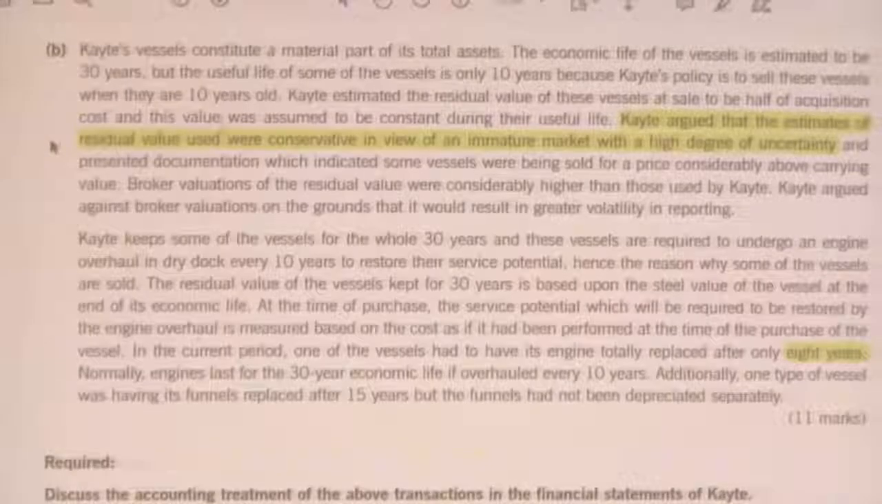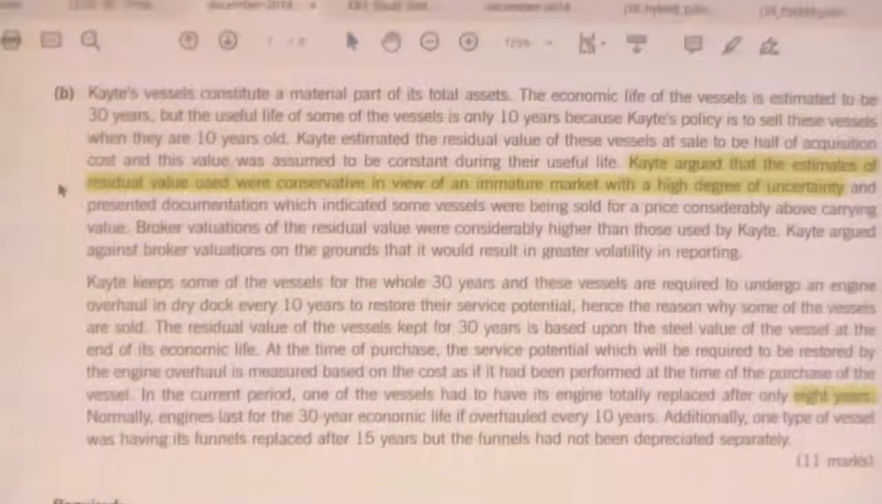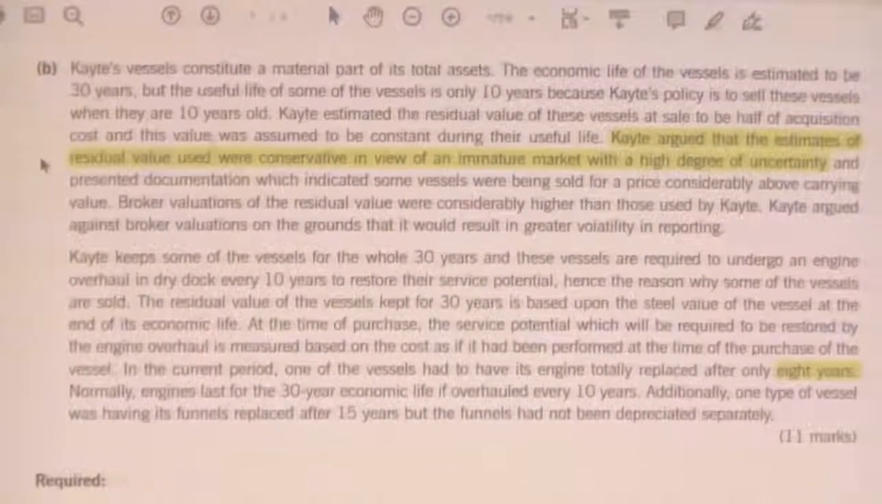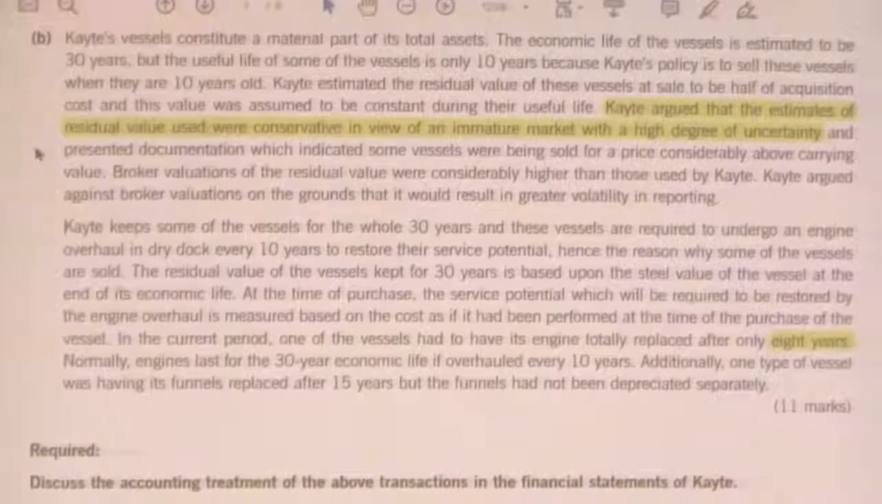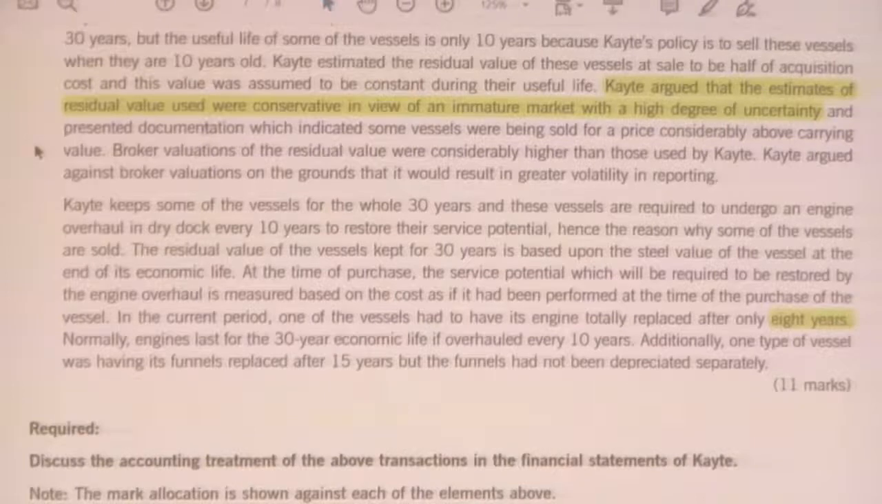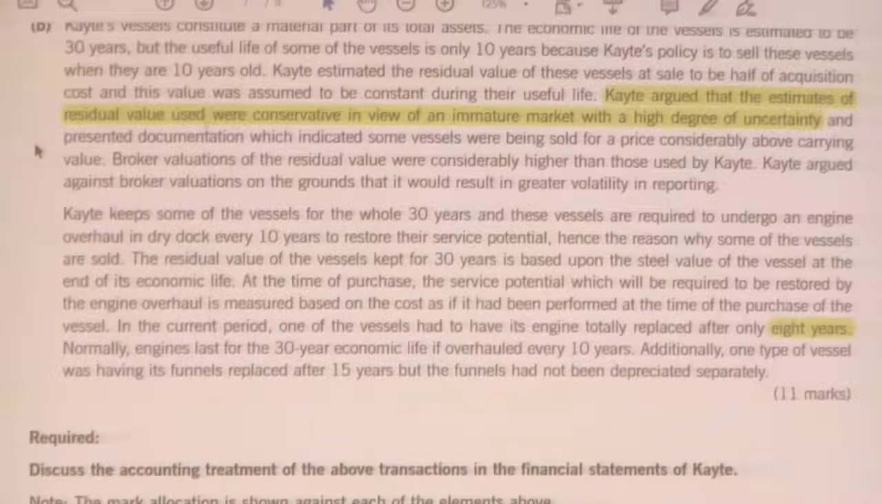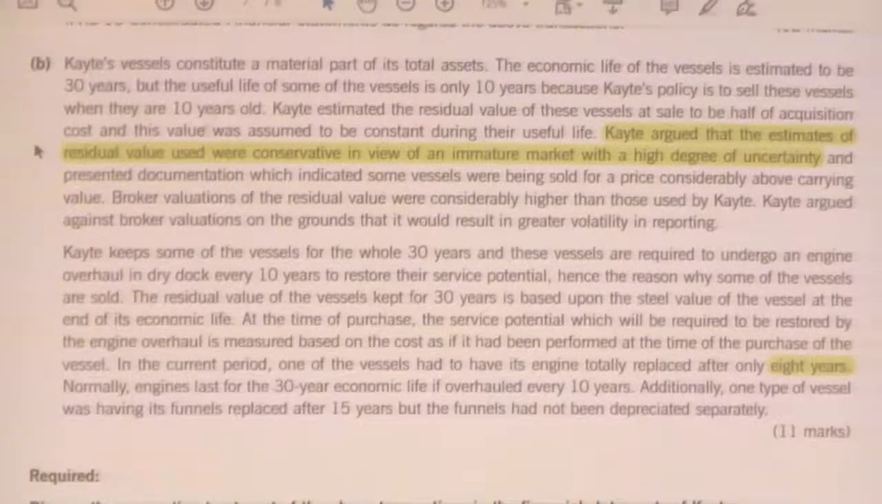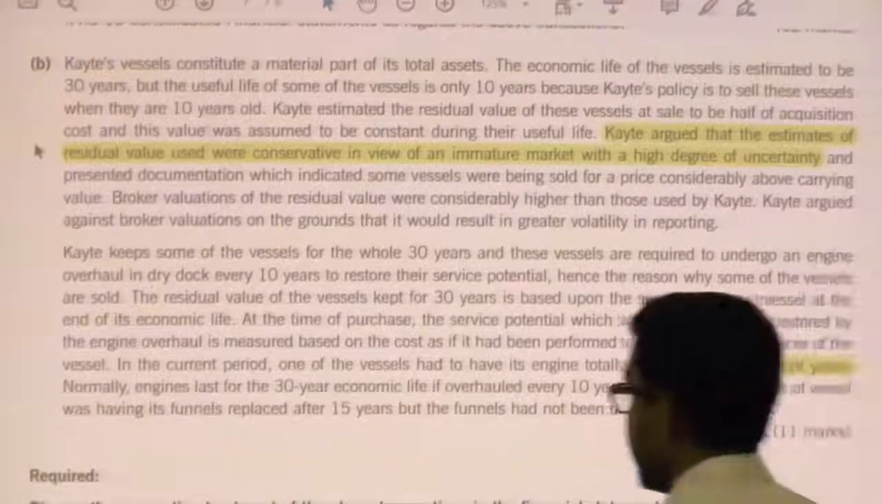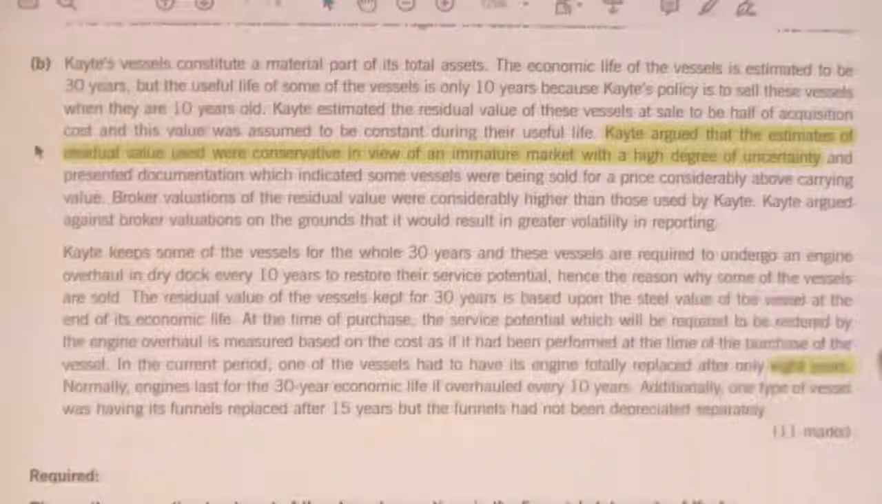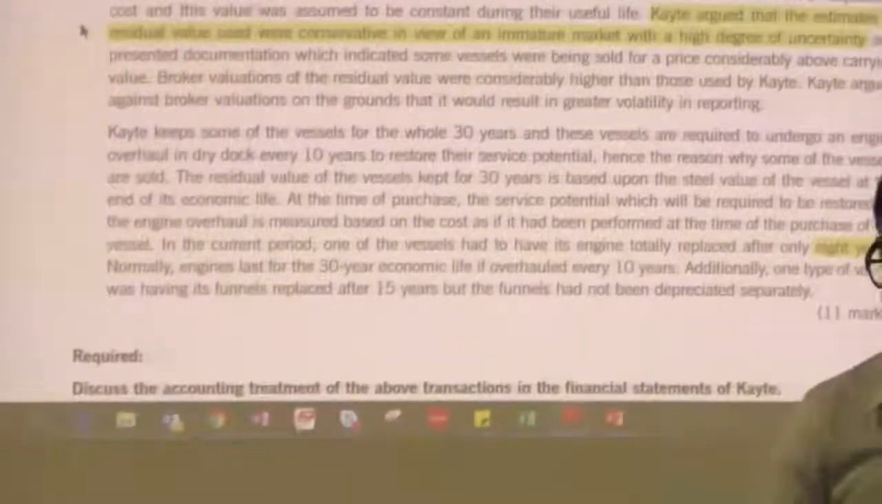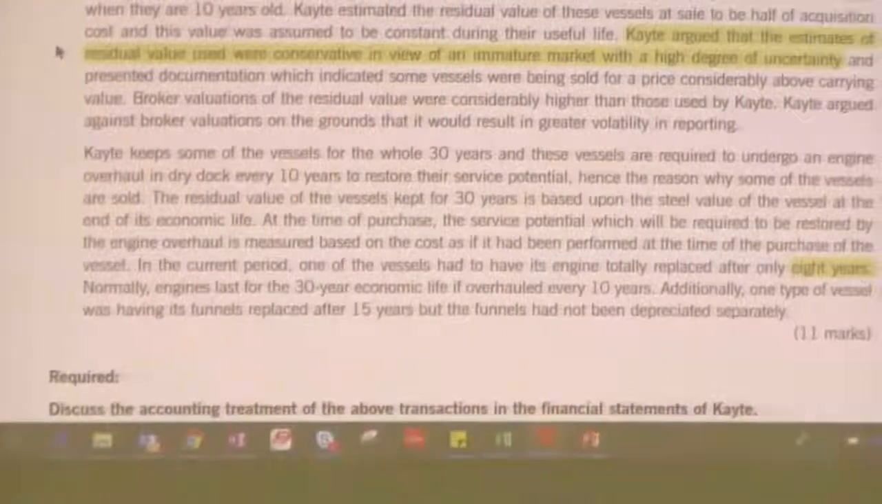Right, read the question. Read the requirement first. Discuss the accounting treatment of the above transaction in the financial statements of Kite, right? Because of the time constraint, I will read it for you. You can read the same with me, and have a summary. You need to discuss this question. You can't just prove anything with numbers. You have to give some more information. Keep that also in your mind.